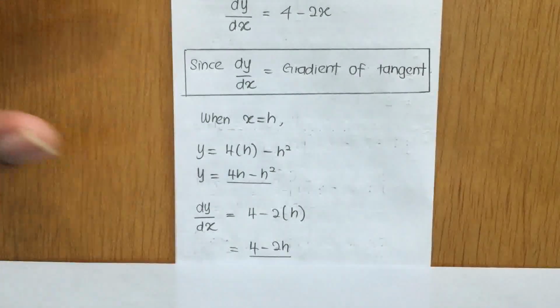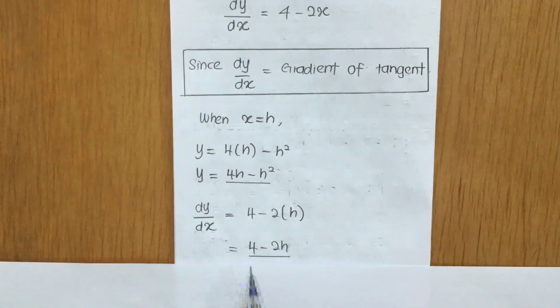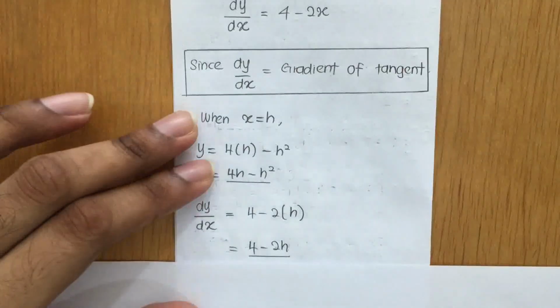So from here, this dy/dx we're going to compare with the gradient of the straight line PQ. Since PQ is forming a straight line, this gradient of PQ is also actually dy/dx. So we're going to correlate these two concepts together. How am I going to do that? Please hold on, I'm going to explain to you now.